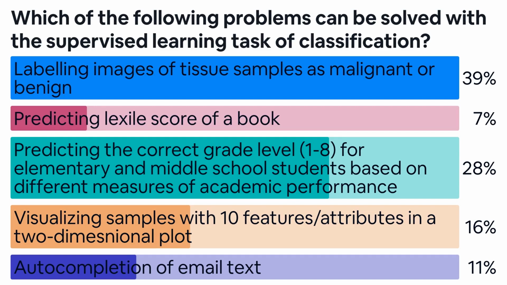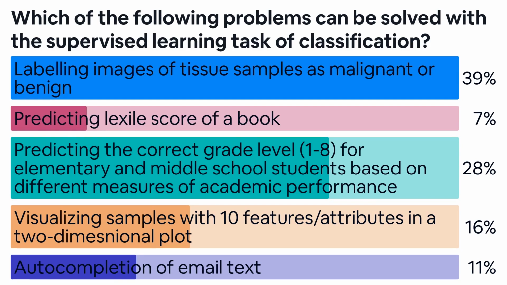Third option, predicting the correct grade level 1 through 8 for elementary and middle school students based on different measures of academic performance. Now, although it's grade 1 to 8, they are actually just classes, right? Class A, B, C, D, E, F, G. So this is assigning that particular class to the student based on what sort of math they're doing, how they're doing in science, what topics they're covering. So this is again a classification problem because you're assigning that class or category to that student.